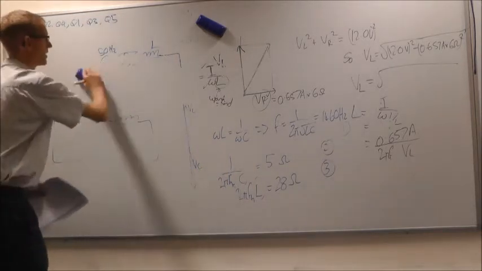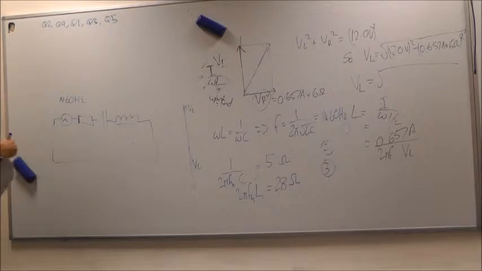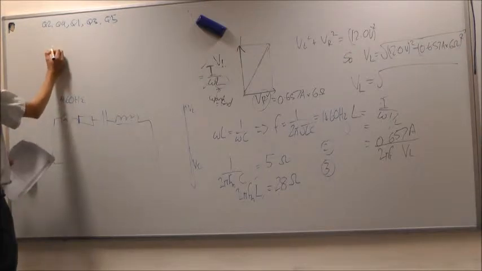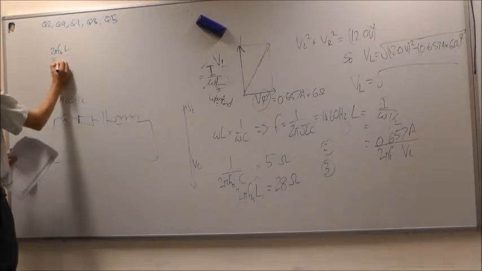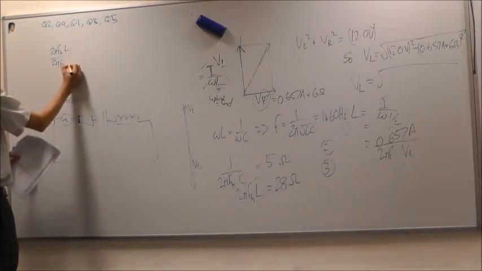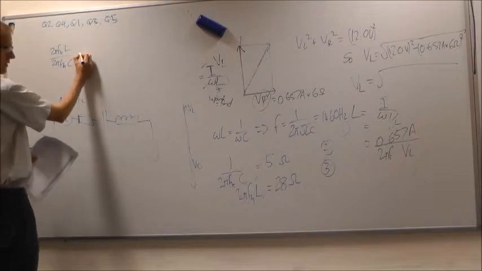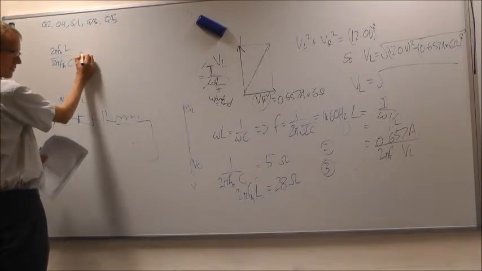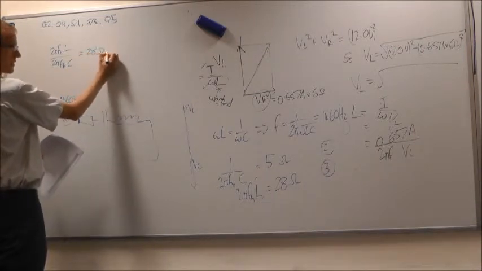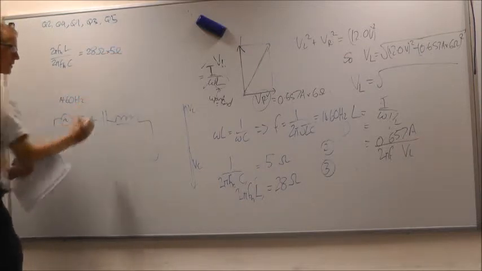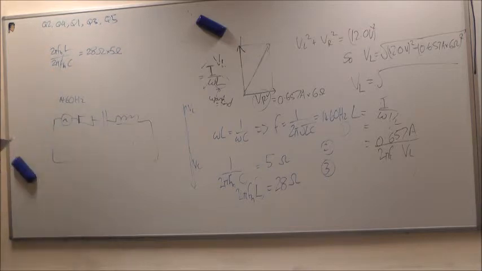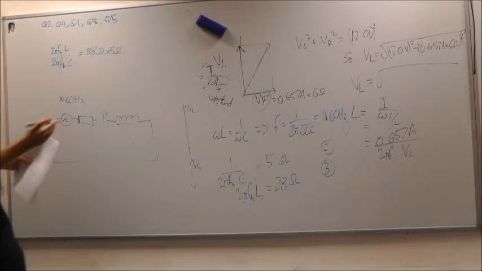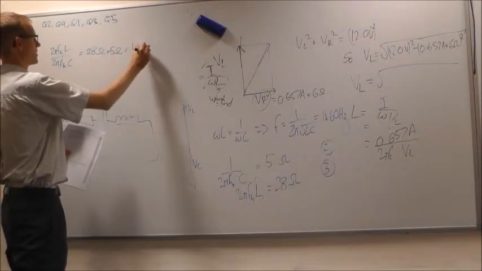I'm going to go up here now. Sorry for the mess. So we've got 2 pi f_H L over 2 pi f_H C, and multiplying them together, 28 ohms times 5 ohms. So that gets rid of my unknown f_H. So I've got L over C equals 140 ohms squared.